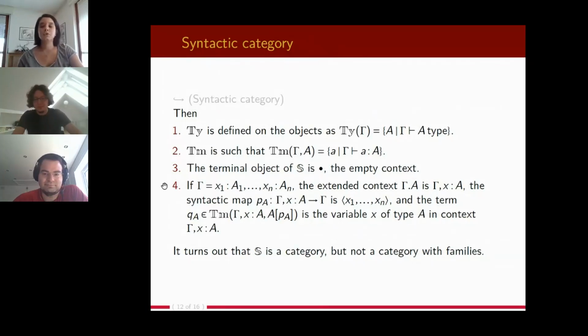And to extend a context gamma, the extended context is gamma, x of type A, and the projection map p_A is the sequence of the variables in gamma, and the term q_A. So the other projection is the variable x of type A, the one with which we extend gamma. We have that this S is a category, but it's not a category with families.